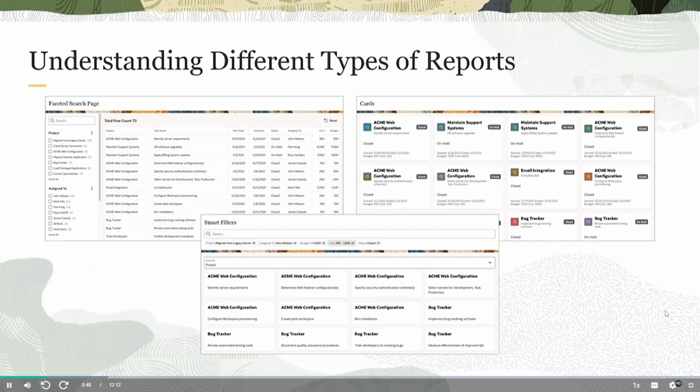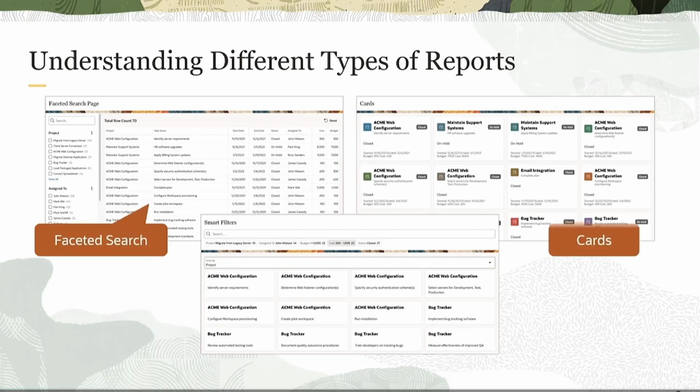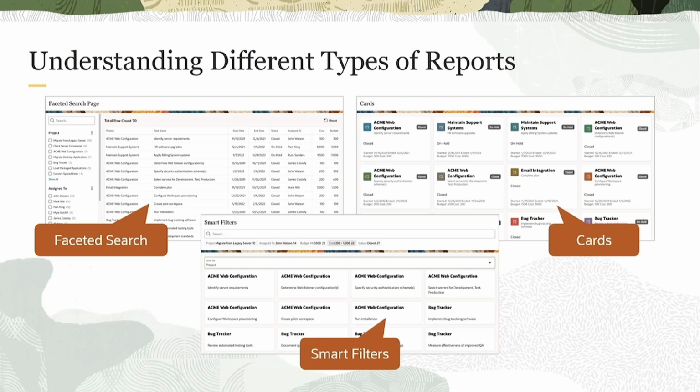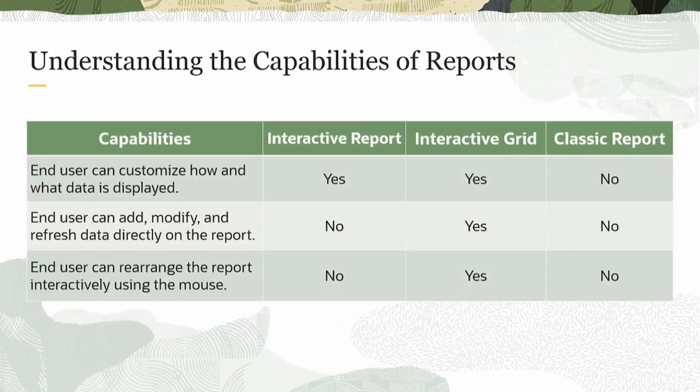Now on this screen, you can see examples of faceted search, cards, and smart filters. The main difference between the different types of reports is the extent and the way in which end users can customize the appearance of data through searching, filtering, sorting, column selection, highlighting, and other data manipulations. You learn more about each of these report types in the upcoming videos. Let us look at some of the capabilities of different reports.